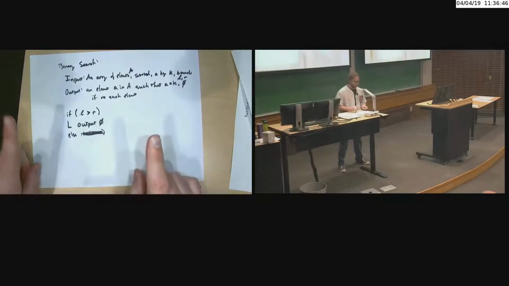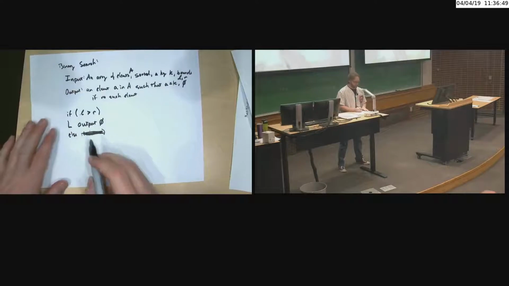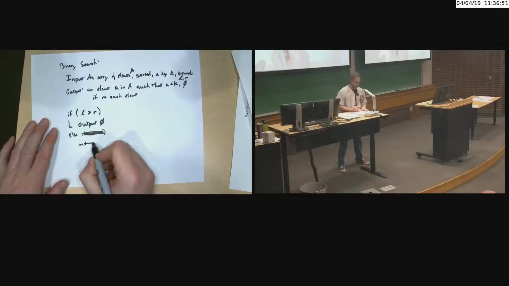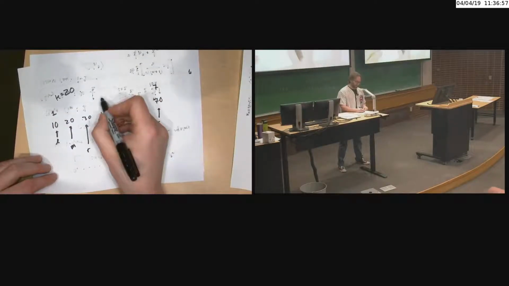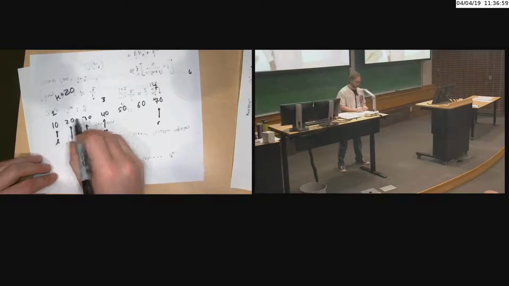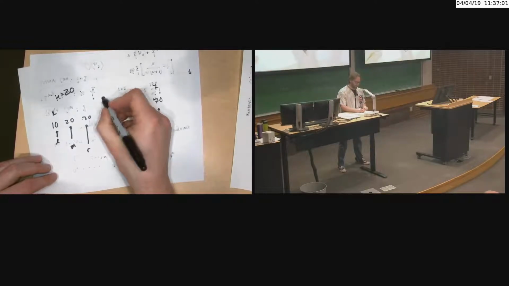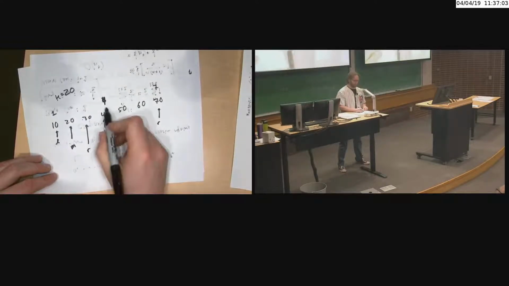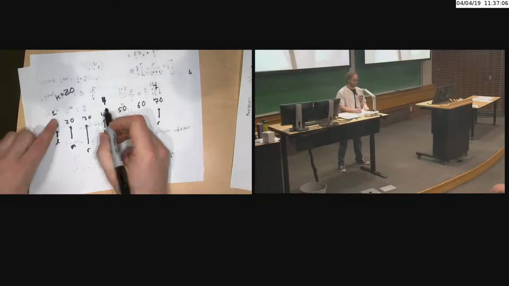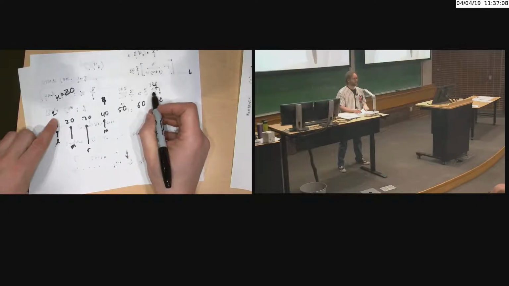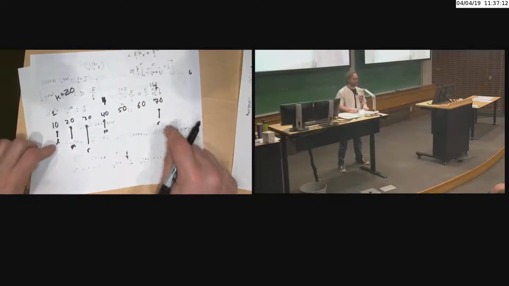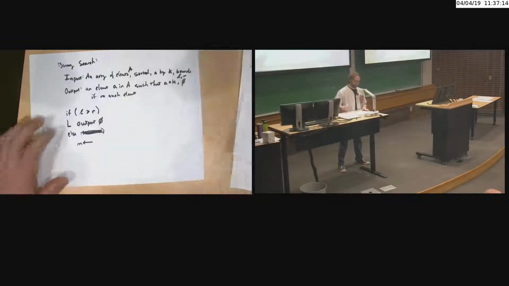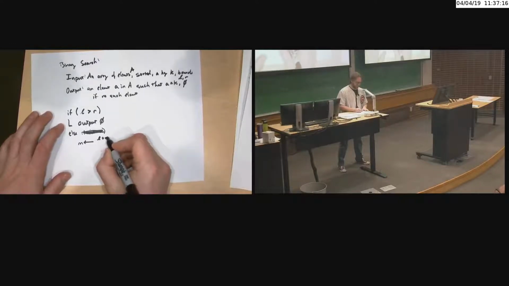So I need to look at the middle point, M. How do I get M? This was index 1, this was index 7. How do I get index 4? If I've got 1 and 7, it's the average. So what's the average? It's going to be L plus R divided by 2.